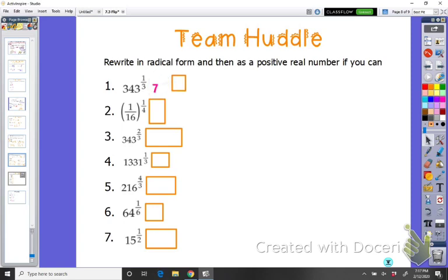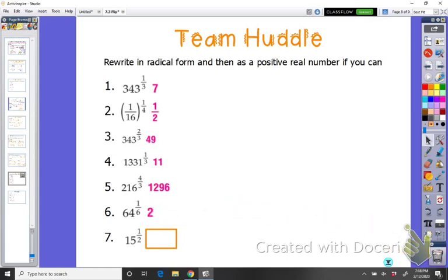So this is the cubed root of 343, which is 7. The fourth root of 1/16 is 1/2. You want the cubed root first of 343, which is 7, and then square it, so you get 49. The cubed root of 1,331 is 11. Take the cubed root of 216, and then that answer to the fourth power, you get 1296. The sixth root of 64 is 2. And the square root of 15, you can't really do, so you just write it as a radical.